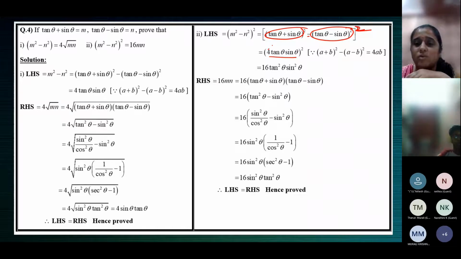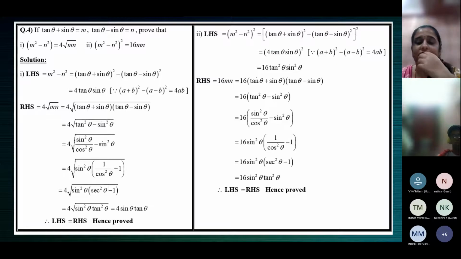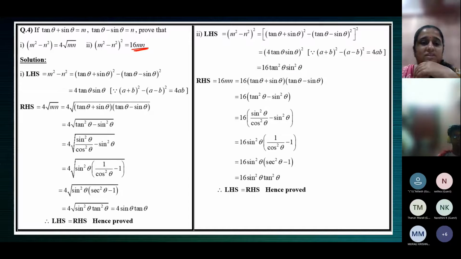So when you square it, 4 square is 16, tan square theta, sine square theta. Like if you have A, B, C the whole square, it's A square, B square, C square. Similarly, we have 4 tan theta, sine theta, the whole square. So it will be 16 tan square theta, sine square theta. So that's about the LHS. Now take up the RHS, which is 16 mn.